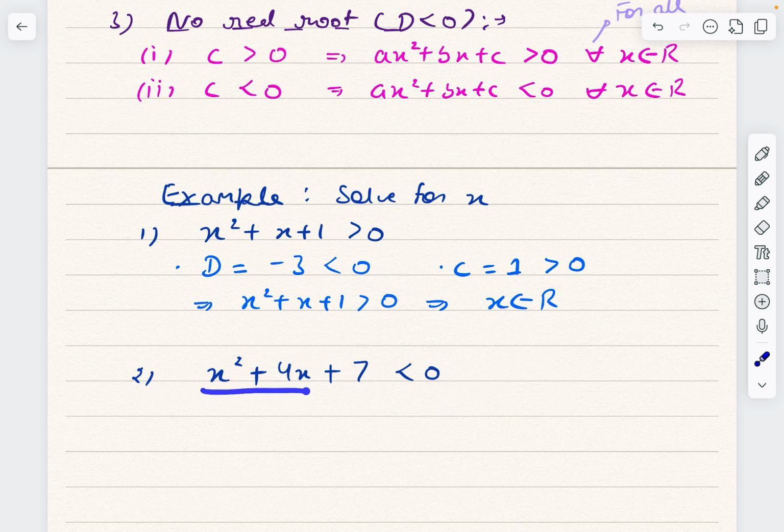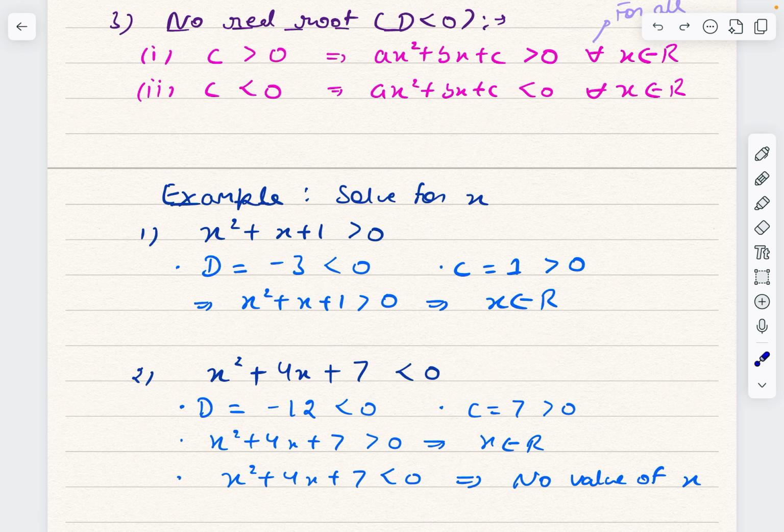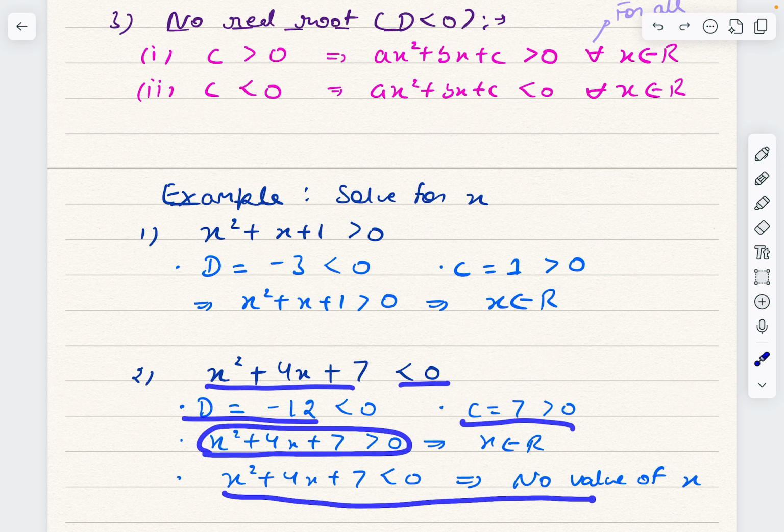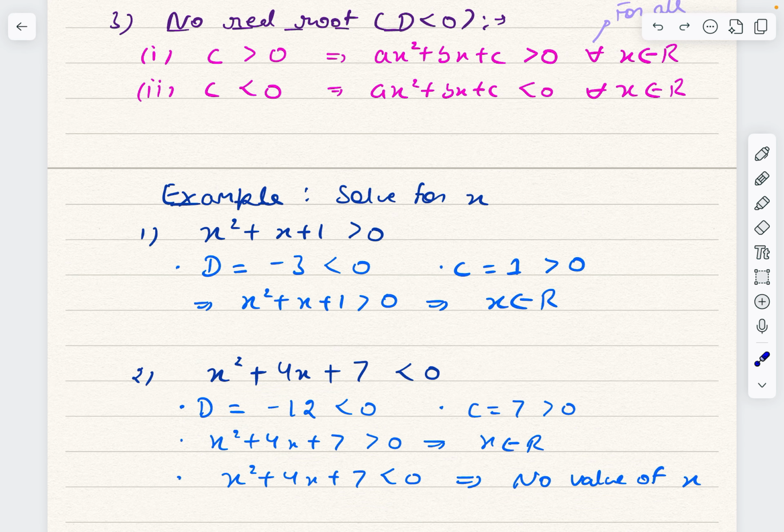X squared plus 4x plus 7 less than 0. You can pause or give it a try. Let's start discussion. So again, you want the values of x for which this is negative, and the discriminant comes out to be negative. C is positive. That means this quadratic will always be positive. So there is no value of x for which it is negative. I hope it makes sense to all of you.